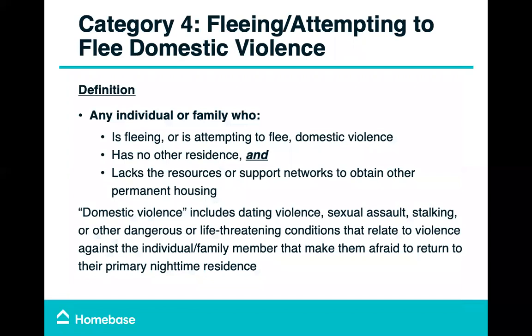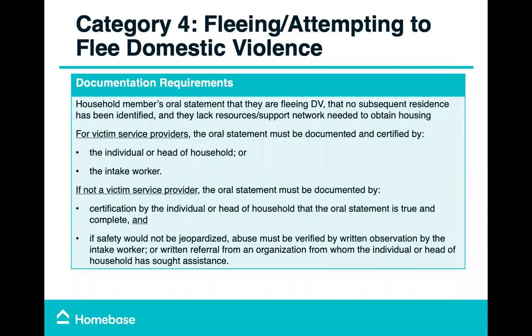All right, moving on from category 1 to category 4 on how to document eligibility for it. So category 4, the definition of homelessness here is any individual or family who is fleeing or is attempting to flee domestic violence, has no other residence.